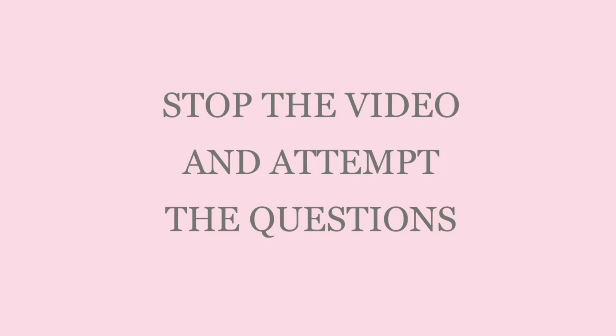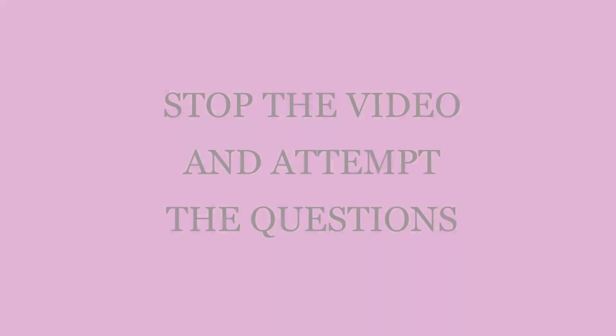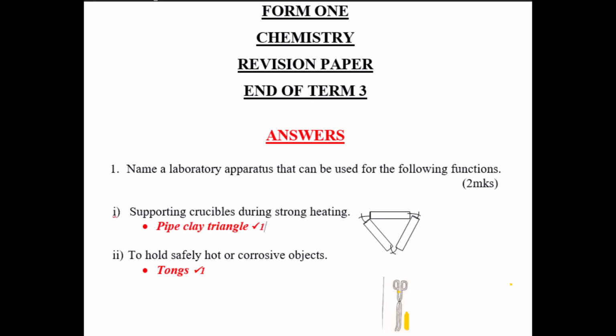Kindly attempt the paper before maybe you start going through. And now we go through the marking scheme. Question 1, the apparatus you use to support crucible. It is the pipe clay triangle, not the tripod stand. The pipe clay triangle, just the one I've tried to draw for you there. So it's not the tripod stand.